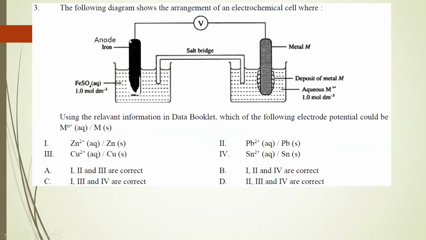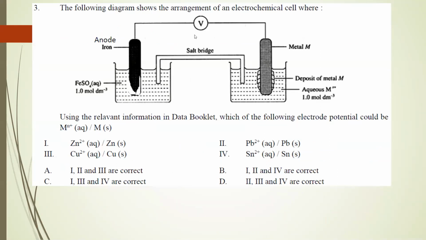Then number 3, the following diagram shows the arrangement of the electrochemical cell, where you have iron, which acts as an anode, and then metal M, which acts as a cathode. So this is iron, and this is the deposit metal of M. Using relevant information in the data booklet, which of the following electrode potentials could be M2+ and M? So you want the cell potential to be positive, okay?